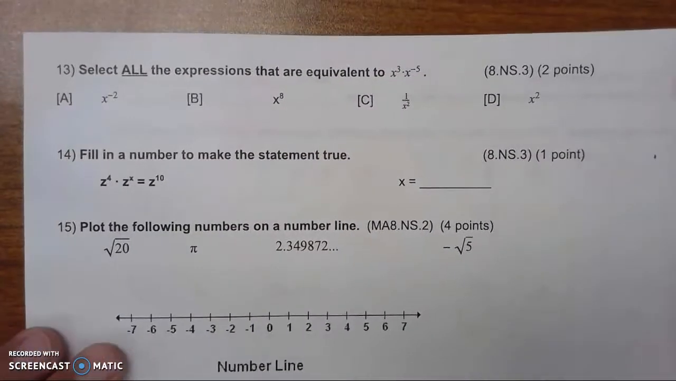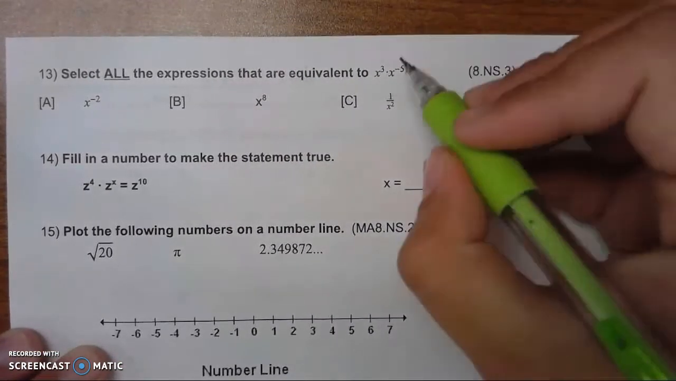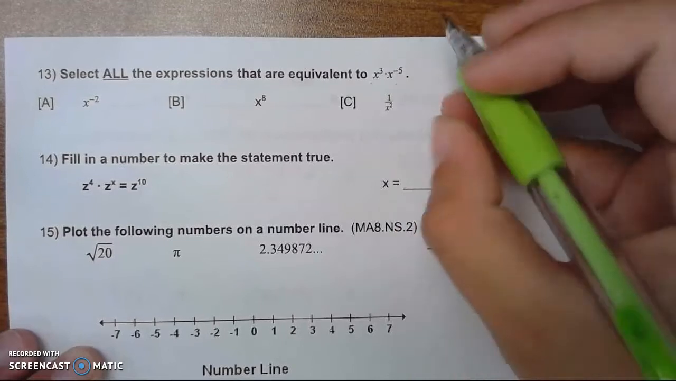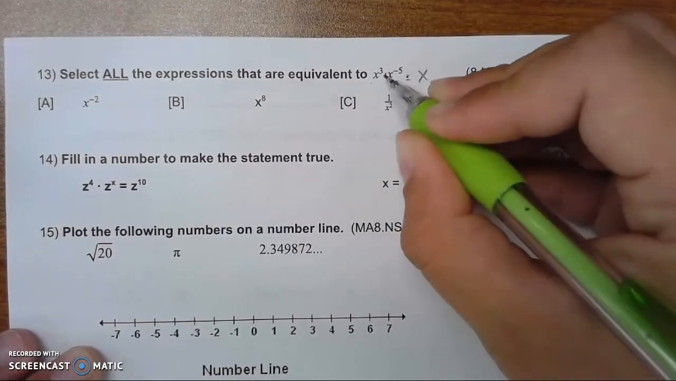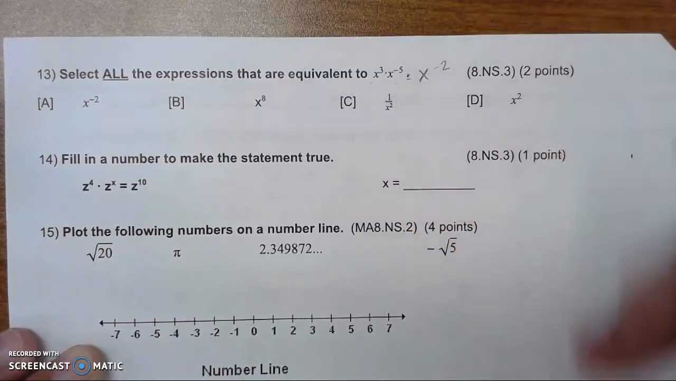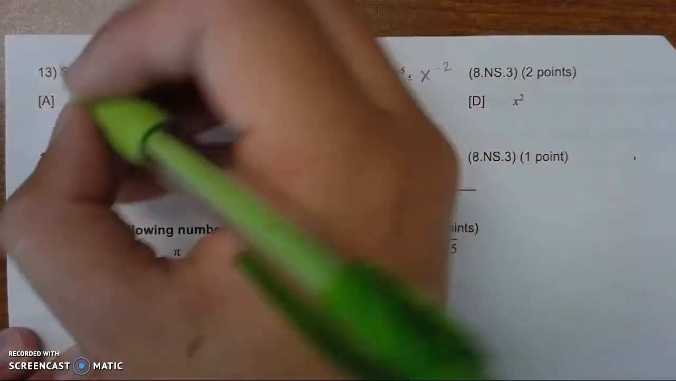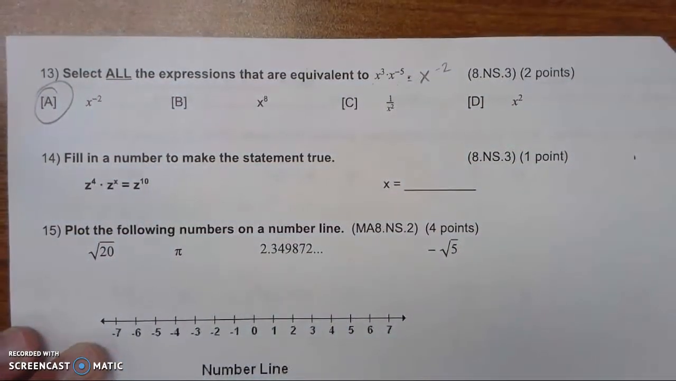So select all the expressions that are equivalent to x to the third times x to the negative fifth. So you have the same base and you're multiplying. So remember, the rule is you just add your exponents. So 3 plus negative 5 is negative 2. And if you realize x to the negative 2 is A, so you will circle A.